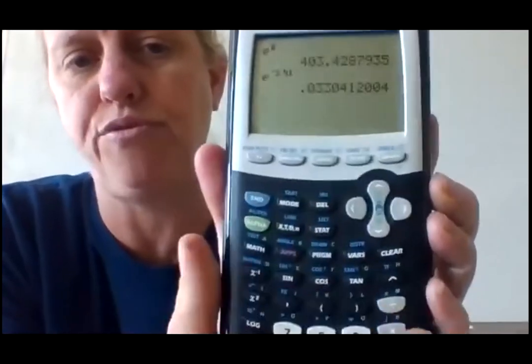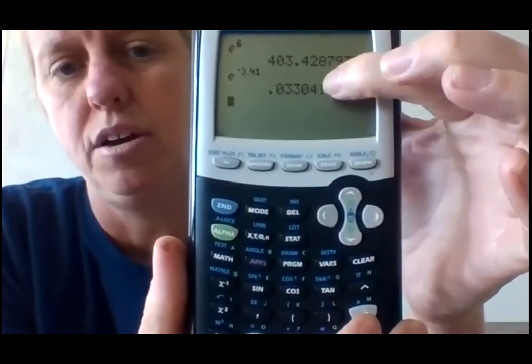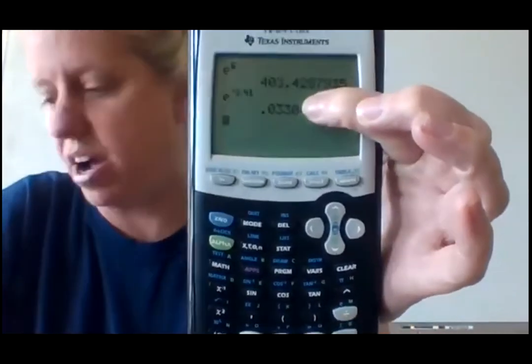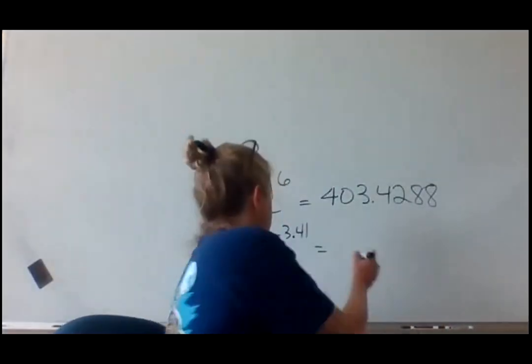Again, if I'm rounding it to 4 decimal places, I need to go 4 behind the decimal, then go 1 more. That 4, since it's below 5, tells me I don't need to round up this time, so it's just 0.0330.